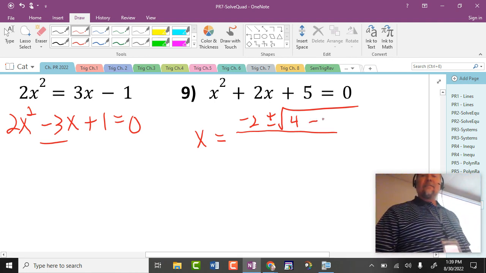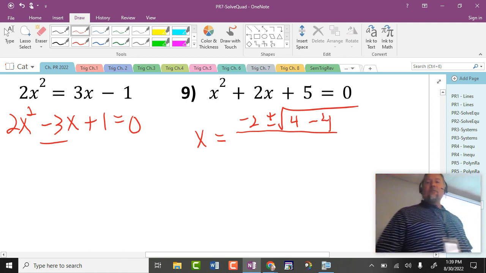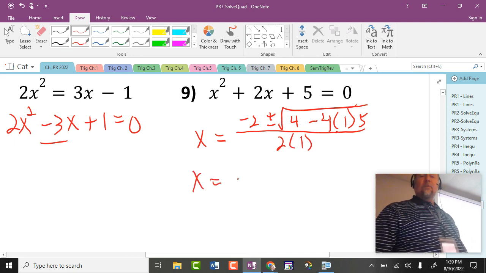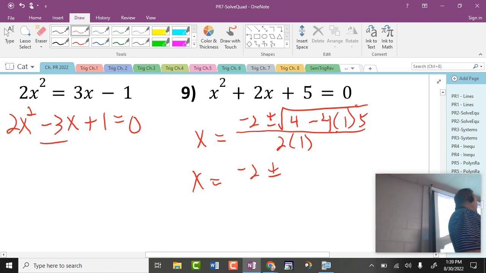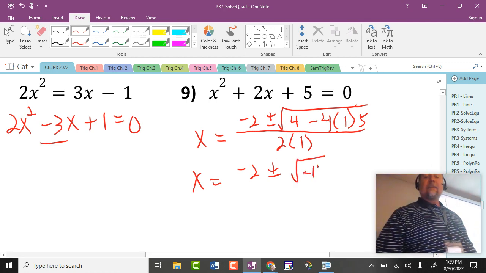Minus 4. Come on. We got to focus. 4, then what's next? And then what? And then what's on the bottom? All over. Okay. And then x equals -2 plus or minus. Okay, please do this. 4 times 5 is 20. I'll do that. 4 minus 20 is -16. You have one more question to answer.